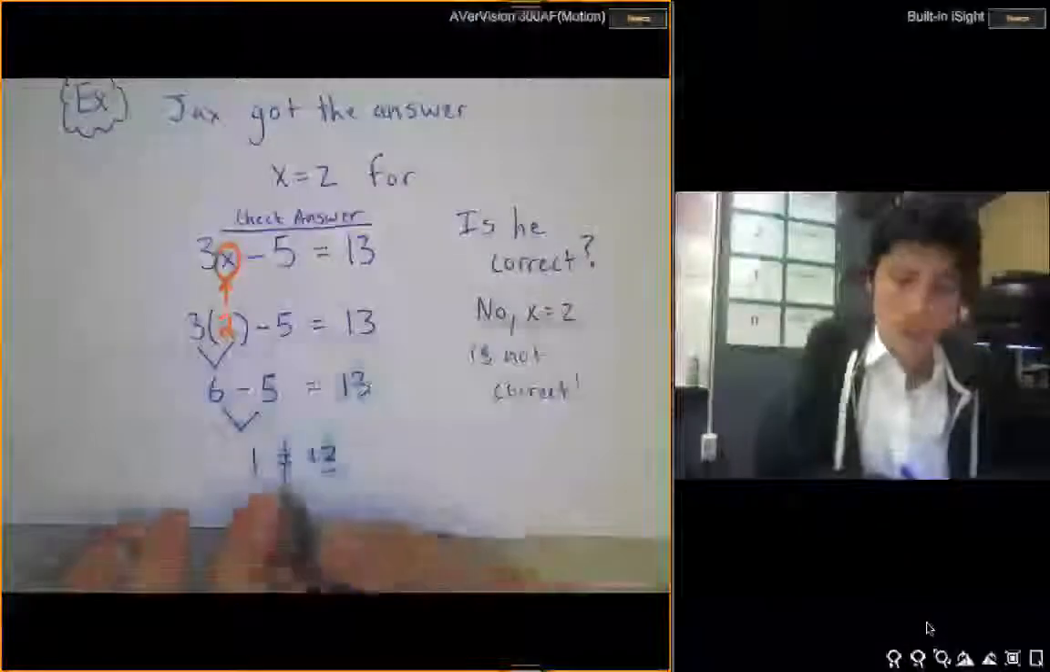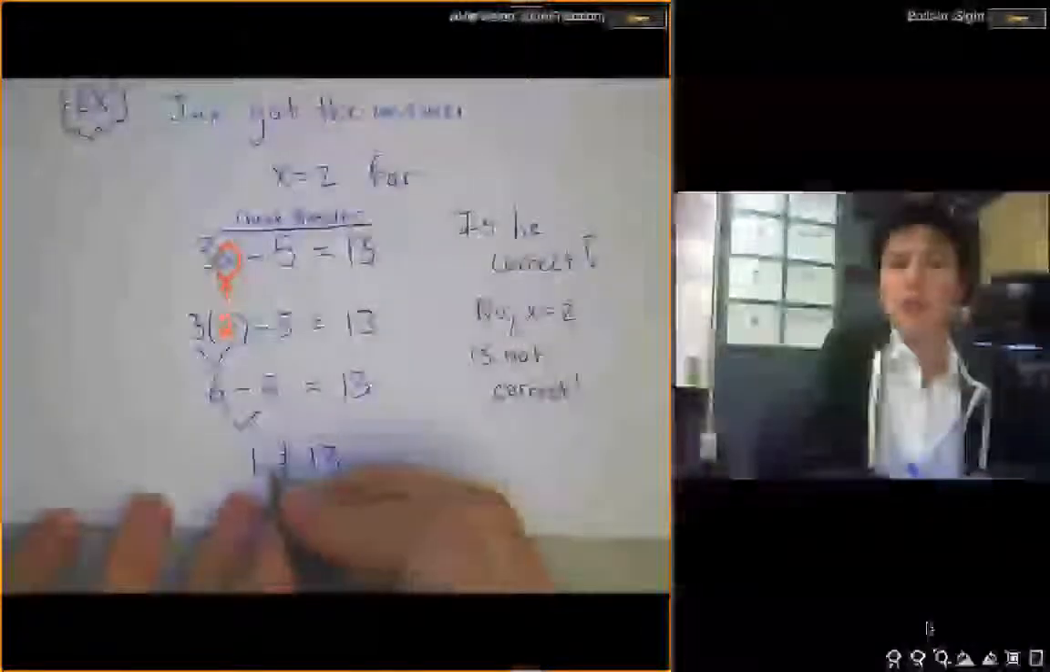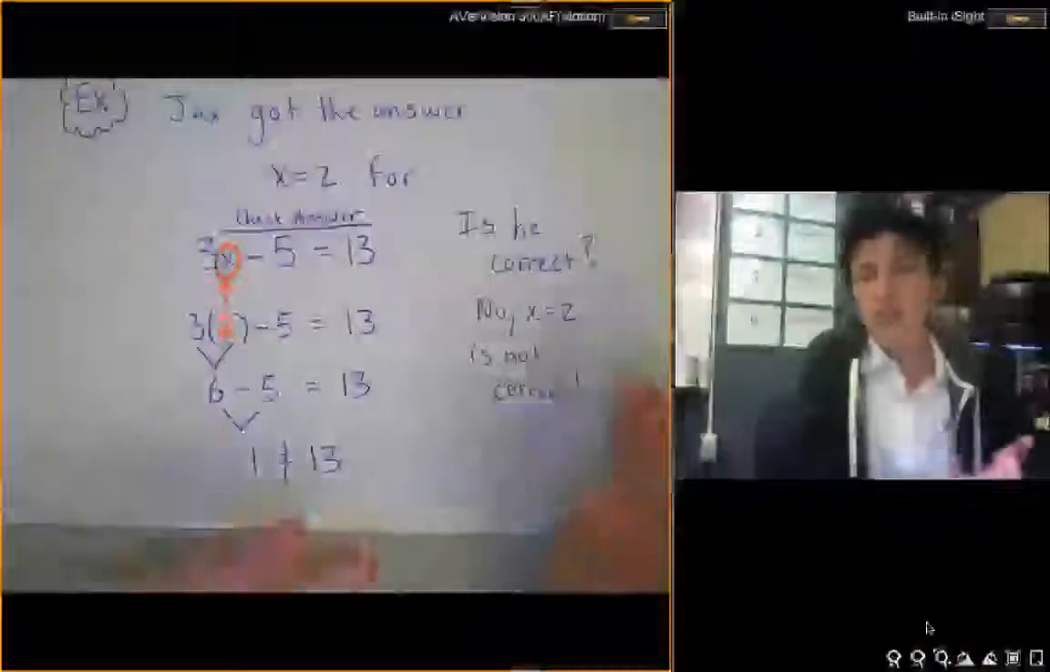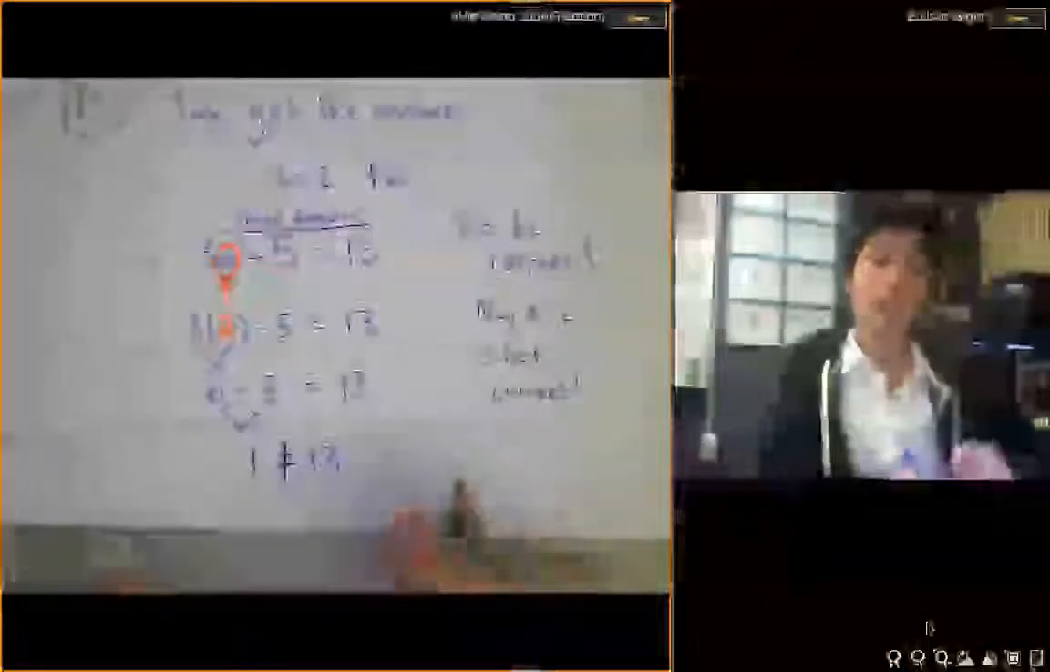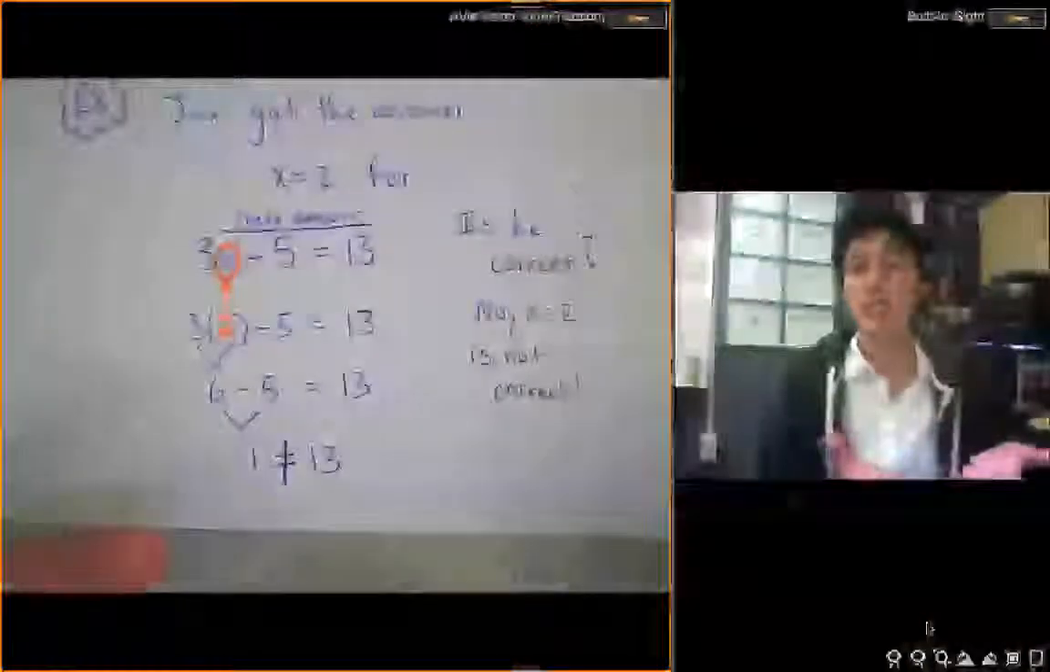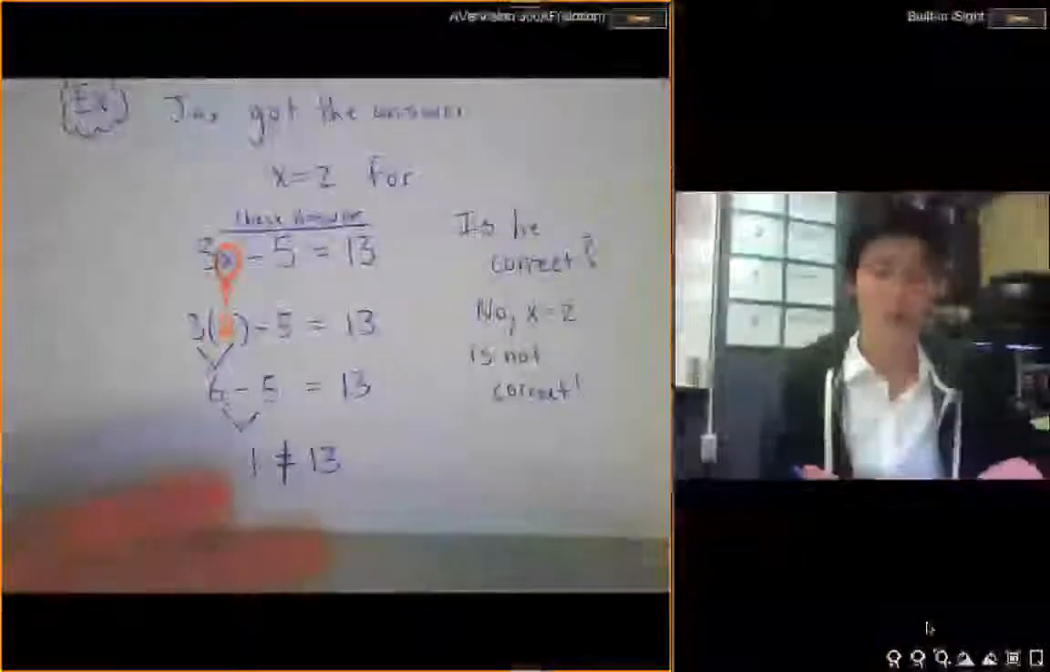So this is how you know somebody's answer is wrong. You check it and you get something weird. 1 does not equal 13, or at least not in our world. 1 can't equal 13. It doesn't make any sense. So we put a little slash and we realize the answer is wrong, and we tell Jax, hey Jax, you need to go back and try again. You got the wrong answer.